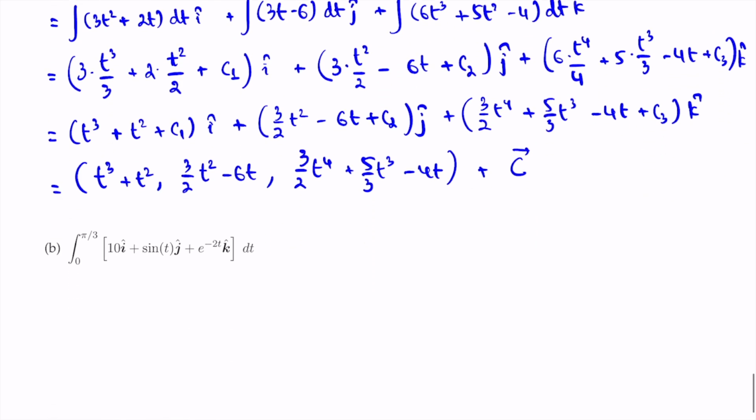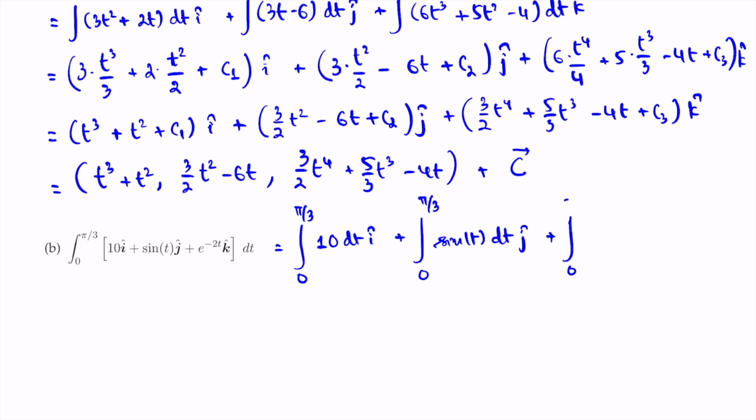For the definite integral, you also integrate the vector value functions by integrating each component of the vector value functions. So here you get this equal to the integral from 0 to pi over 3 of 10 dt i, plus the integral from 0 to pi over 3 of sine of t dt j, plus the integral from 0 to pi over 3 of e to the negative 2t dt k.